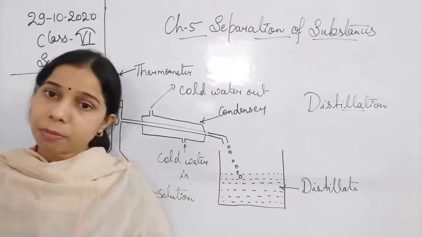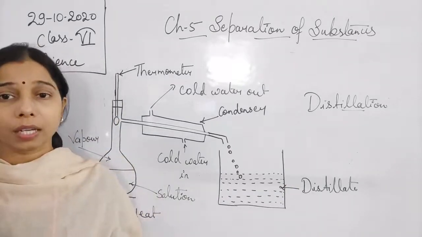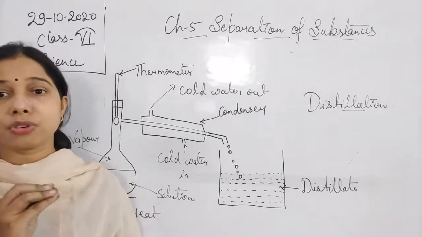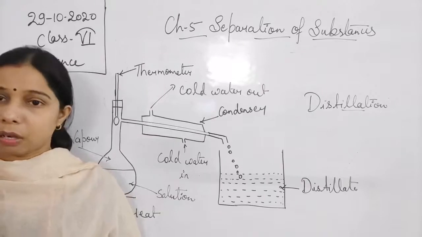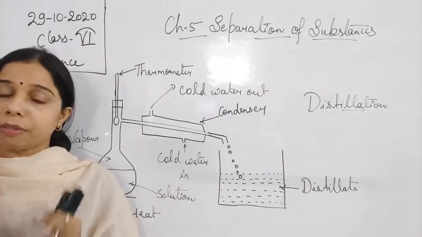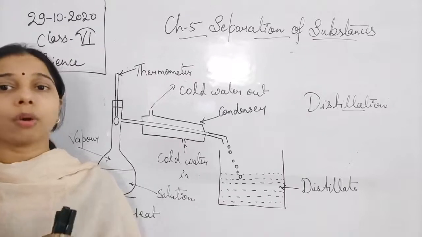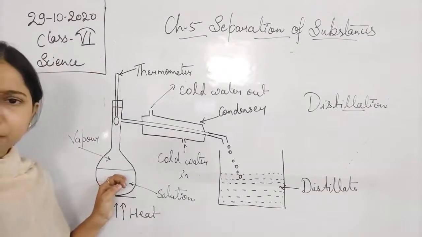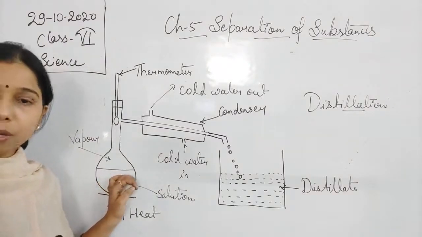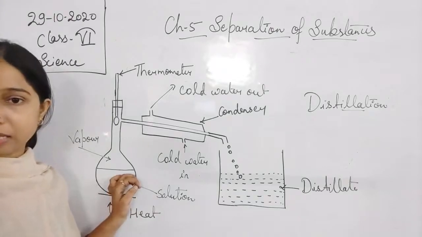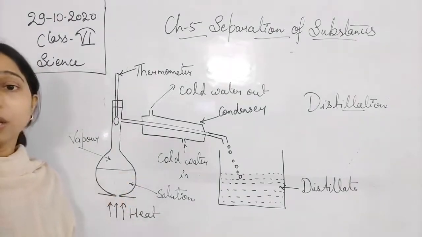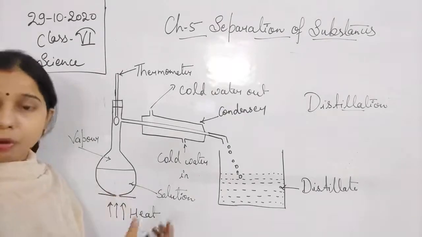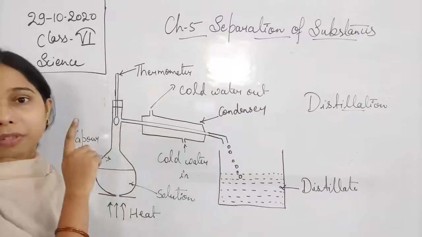In the distillation method, we take a solution consisting of water and salt. We mix them together and a salt solution is formed. Now we take that salt solution in a beaker or a flask, and with the help of the process of distillation, we will get the salt and we will get the water also, both of them.